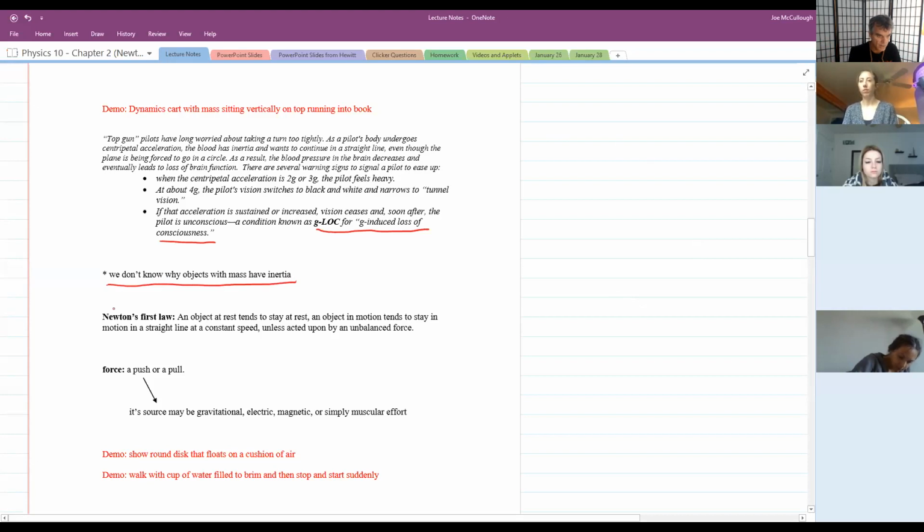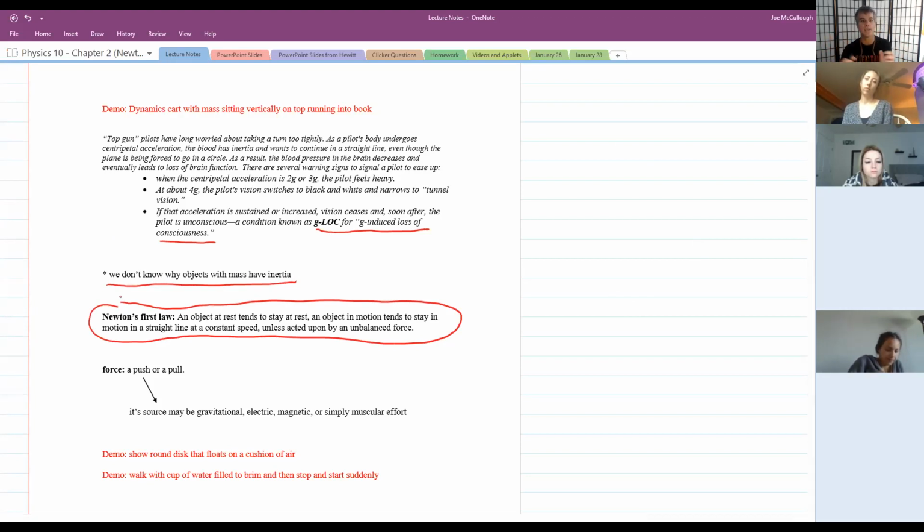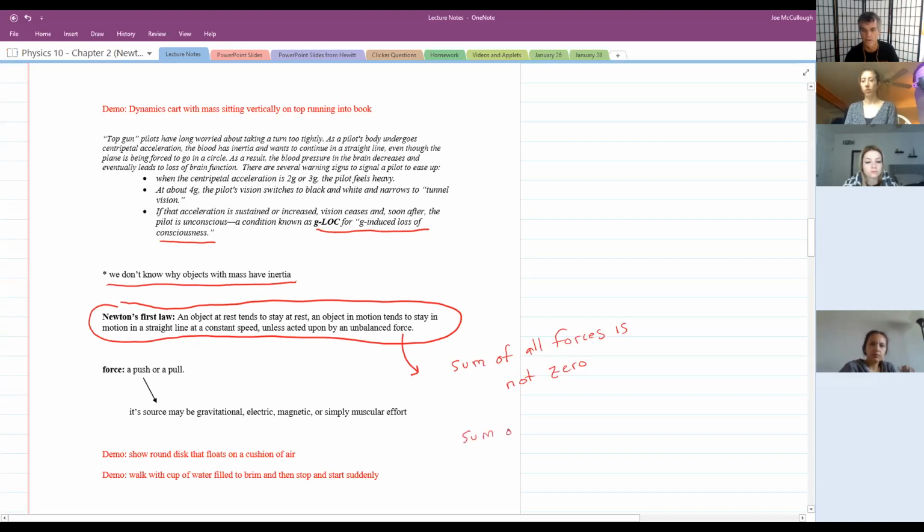So putting it all together, Newton's first law, there's different versions of it. The one that I like is, an object at rest tends to stay at rest. An object in motion tends to stay in motion in a straight line at a constant speed unless acted upon by an unbalanced force. And I'm going to get to this in a second, but unbalanced force means the sum of all forces is not zero. If the sum of forces equals zero, we call that a balanced force.